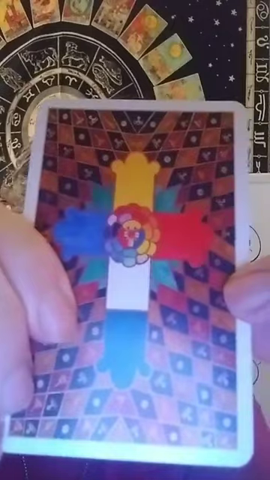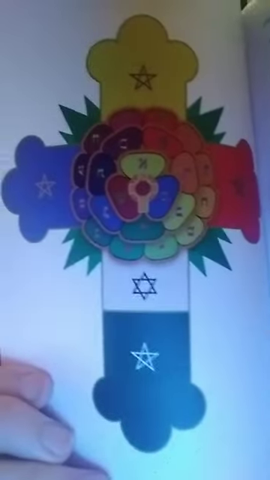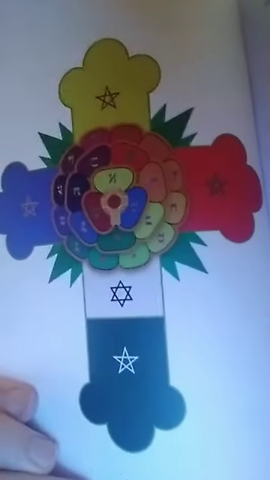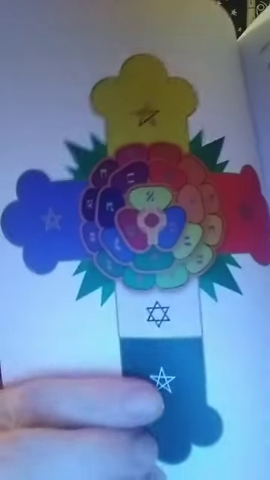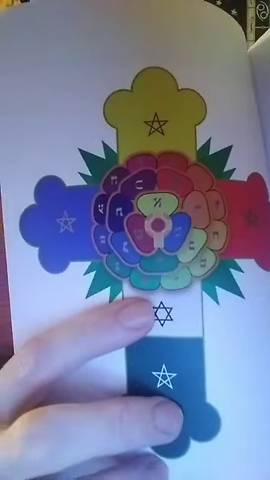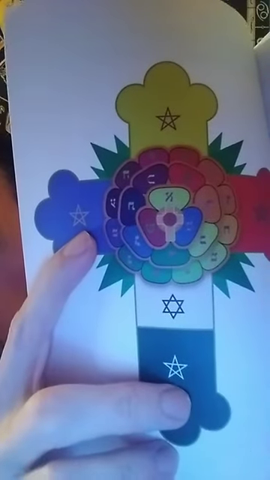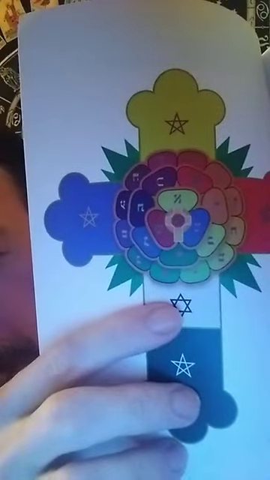Now, something interesting here. This is Harris's rendition, okay? But if you look at this more elaborate version here, it's interesting because you have pentagrams on the 4 arms, and yet you have the hexagram right here. Now, what does that mean? The pentagram represents the microcosm, and the 5 elements. The hexagram represents the macrocosm.